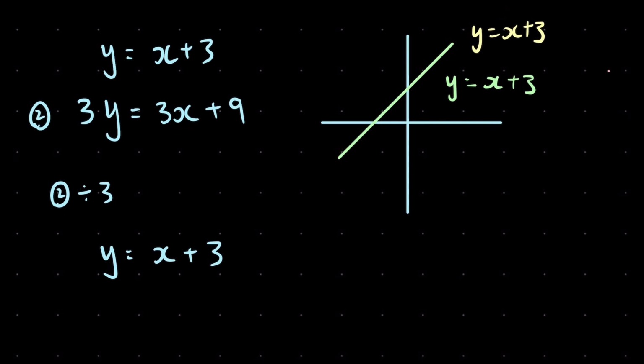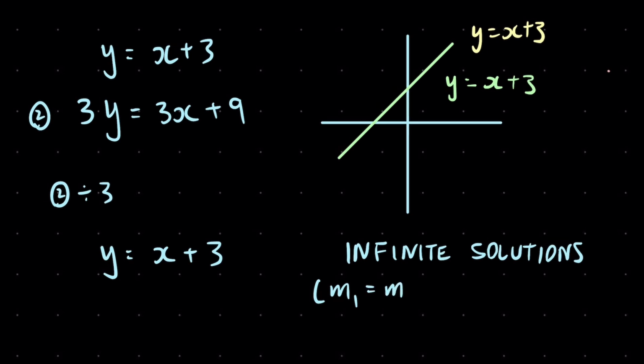And what this means in terms of solutions, or intersections, is that every single point will be an intersection or a solution. And since these graphs go off to infinity, we have an infinite number of intersections, and therefore we have an infinite number of solutions. And this is the case when we have two equations that are identical, or in other words, they have the same gradient as well as the same y-intercept.